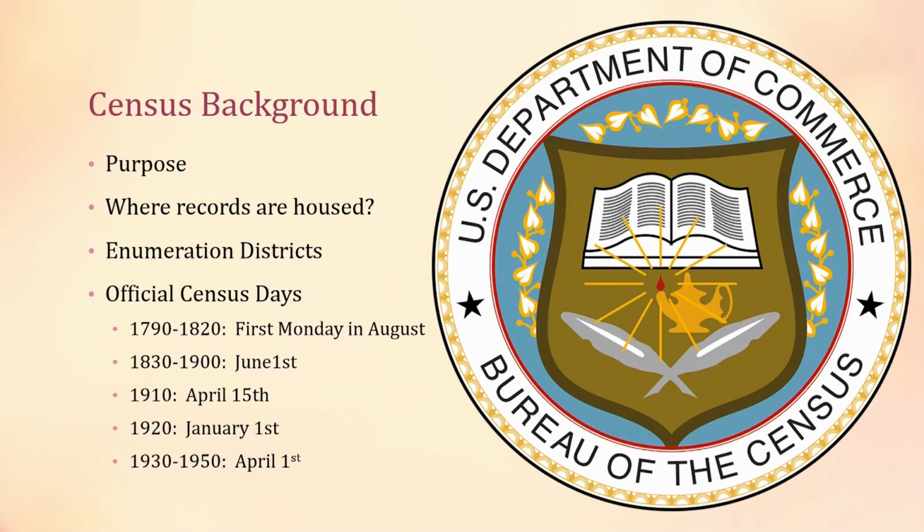Enumerators were given specific instructions before they went out to take the census. Despite this, they didn't always listen to the instructions, and that's where a lot of mistakes could be made. And the recording of people's names varied from census to census, including nicknames, misspellings. You never know what could be put on a census.